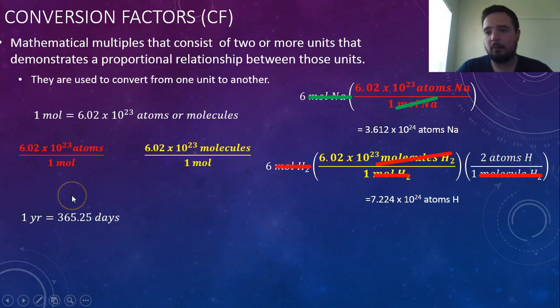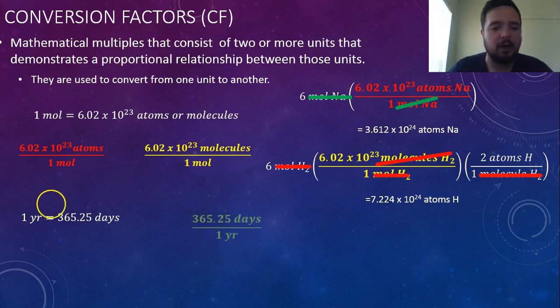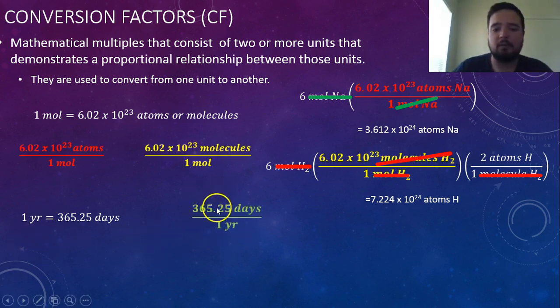Okay, another example, something you're aware of: 1 year is equivalent to 365.25 days. The reason why it's 0.25 is because every 4 years you get a leap year. Okay, you get that extra day. So 25 cents times 4 is $1, for example like that. Another way you can write it is 365.25 days per 1 year.